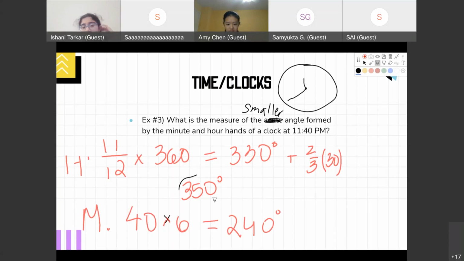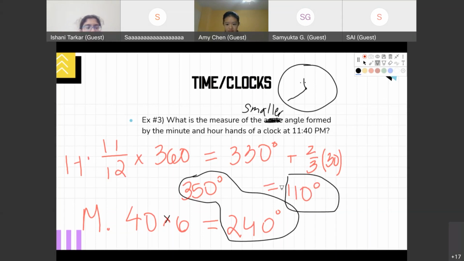So we have to find the difference between these, because that will be the measure of the angle between them, the small angle. So we do 350 minus 240, and we get 110 degrees. So just subtract, and you get 110 degrees. So the measure of the smaller angle formed by the minute and the hour hand at 11:40 p.m. is 110 degrees. So does anybody have any questions?